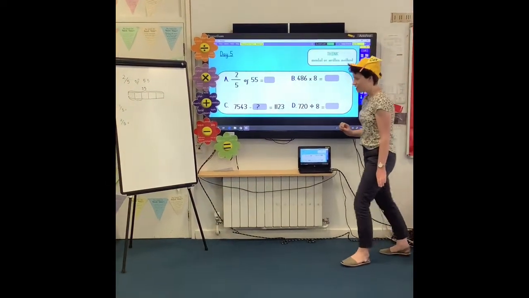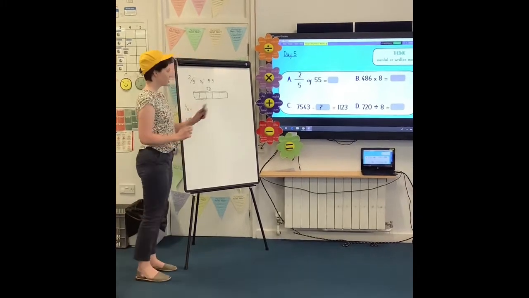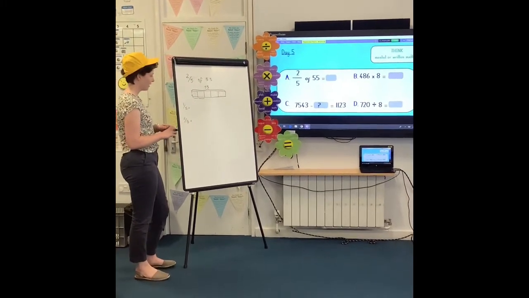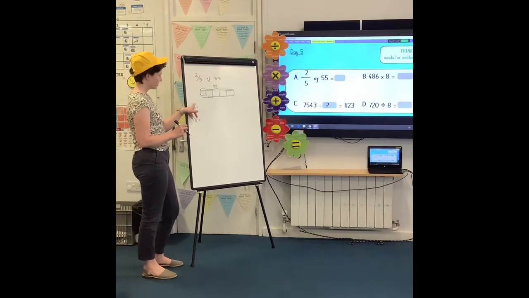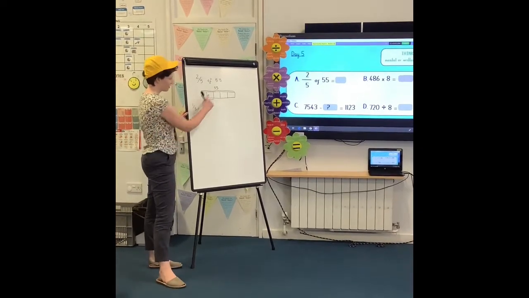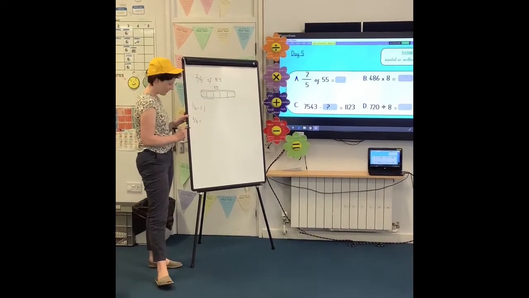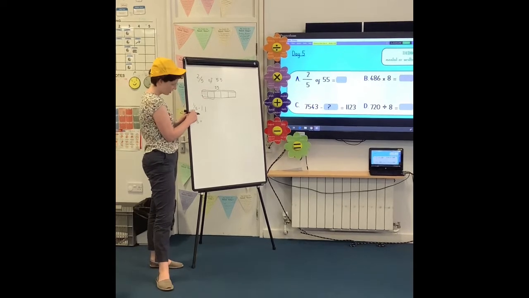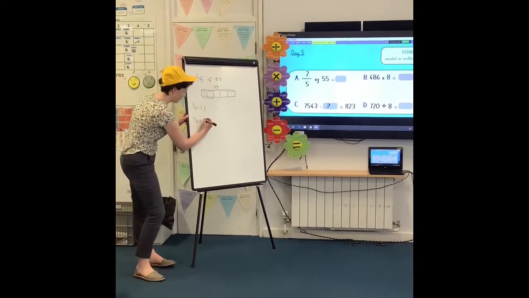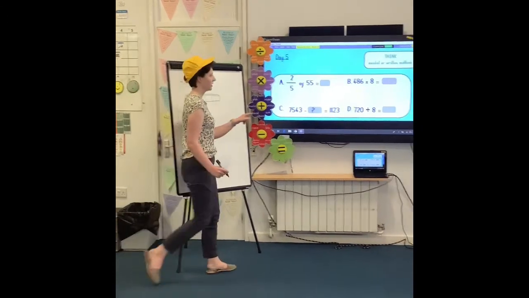So hopefully you've now done that. Let's use this representation to help us find 2/5 of 55. To work out 1/5, I'm going to have to do 55 divided by 5, which equals 11. So I know that 2/5 is just 2 times the value of 1/5, so 2/5 of 55 is 22.